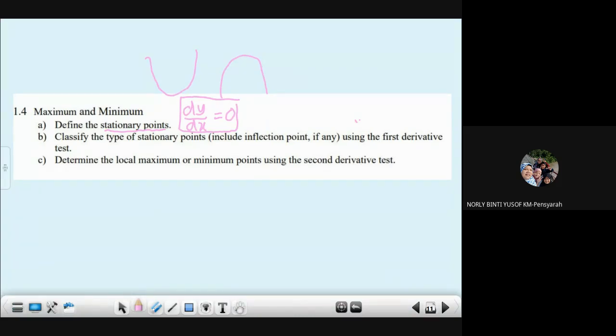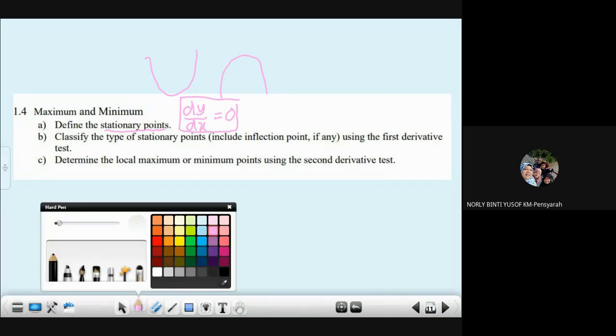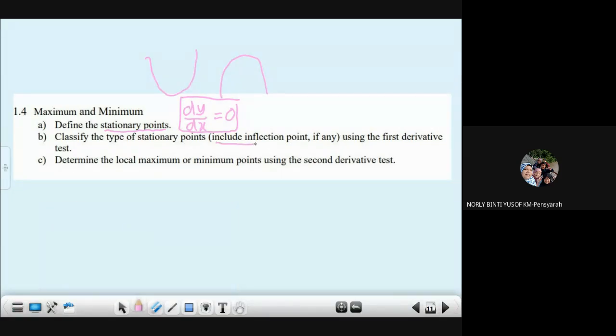Okay, lepas tu classify the type of stationary point ataupun nature. Tu pun siapa yang ambil MAT, dia ada belajar jugalah. Okay, include inflection point. Cuma dekat ADMAT SPM, dia hanya belajar maksimum dan minimum. Dia tak tekankan sangat inflection dalam ADMAT SPM. Tapi dekat metrik ada. Kalau ada lah, sebab include inflection for if any.